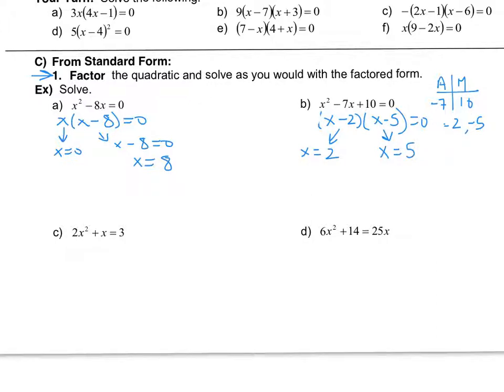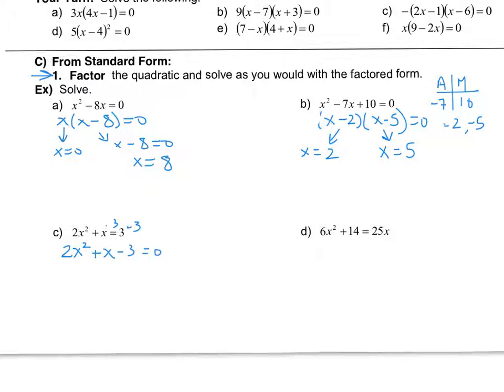The next one, I'm going to rearrange everything so that I have it equaling 0, and I like to keep my leading coefficient to be a positive. So I want to keep my positive 2x squared. I have a plus x, and then it's equal to 3, so I would be really subtracting 3 from both sides here. And we get minus 3 equals 0.